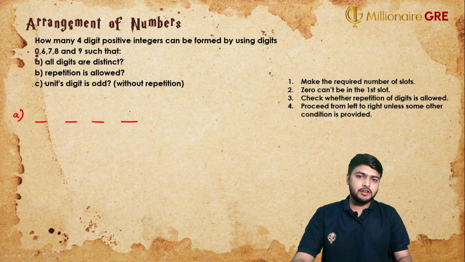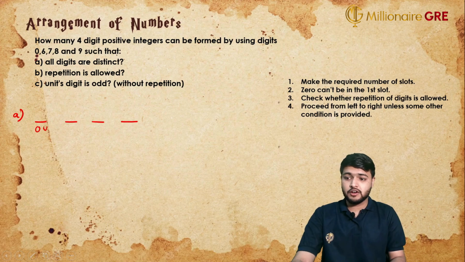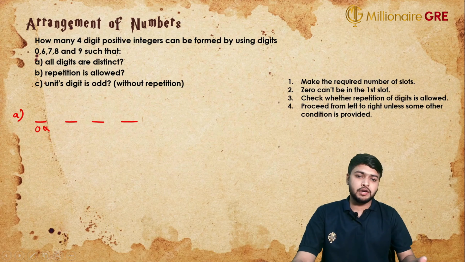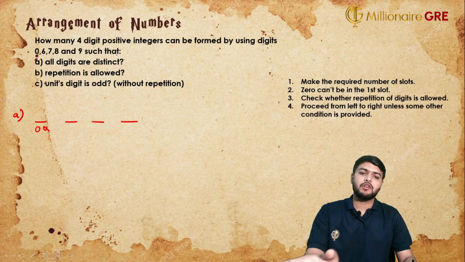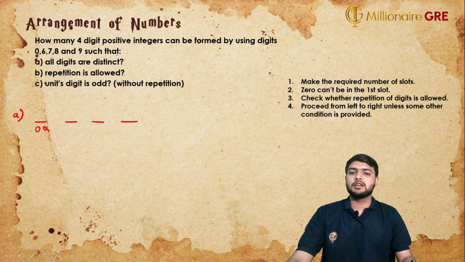0 cannot be in the first slot, because if 0 is in the first slot, it becomes a 3-digit number. Check whether repetition is allowed. Repetition is not allowed because all the digits are distinct. And the last step is to proceed from left to right unless some other condition is given. There is no other condition given, so we'll proceed from left to right.